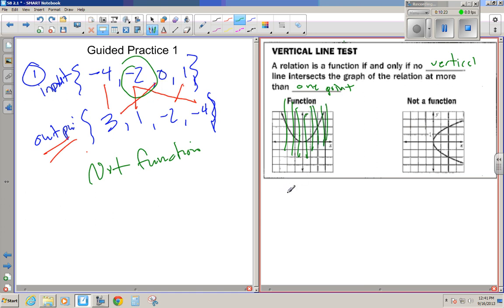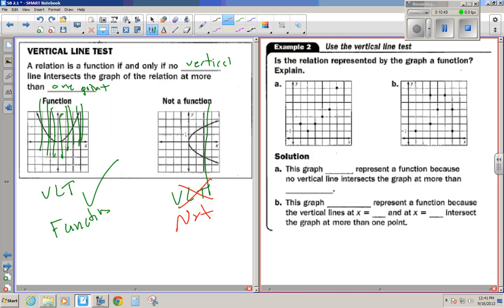If the vertical line test, VLT, checks out, it's a function. As soon as you have one place that's a problem, vertical line test fail, it's not a function. Use the vertical line test. All right, so here are some points.